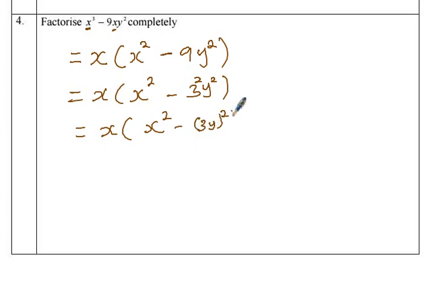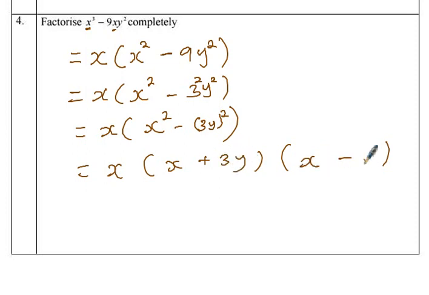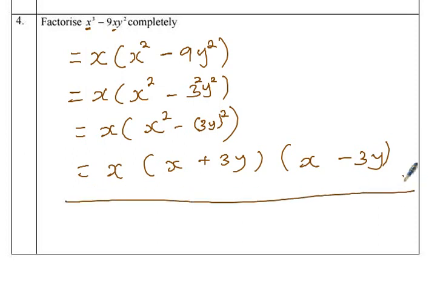And I put the square just outside here, and clearly now I can see a difference of two squares, which I can factorize by having two brackets, two different signs. The first number is x, the last number is 3y. First number is x, the last number is 3y, and we have factorized that completely.